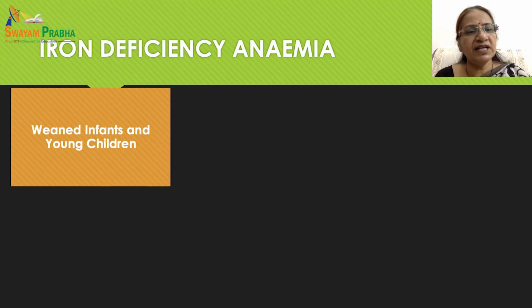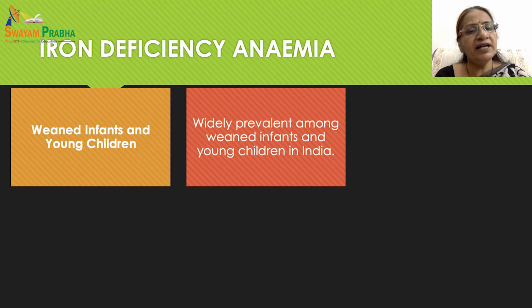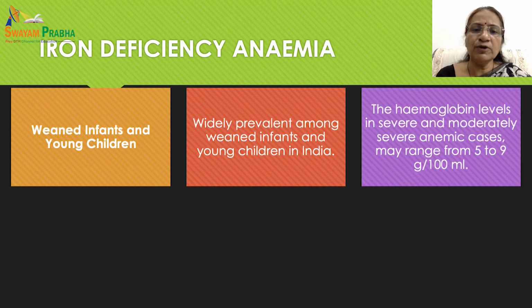Now, iron deficiency anemia in weaned infants and young children. Iron deficiency anemia is widely prevalent among weaned infants and young children in India and other developing countries. The hemoglobin levels in severe and moderately severe anemic cases may range from 5 to 9 grams per 100 ml.